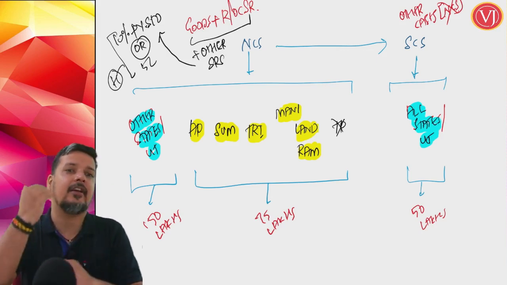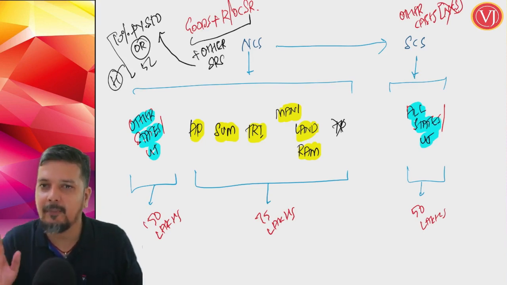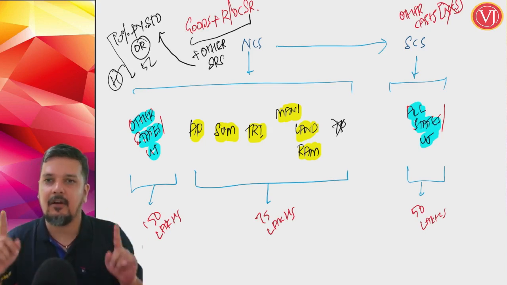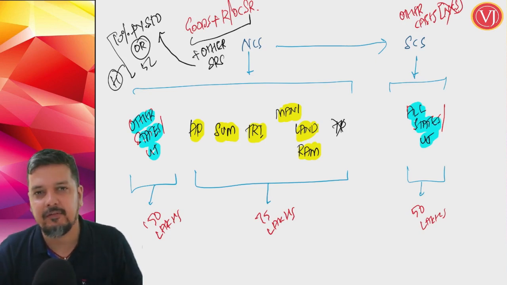You cannot tell that, sir, whether it will come back. No. If it is 150, 75, the answer is always 75 lakhs. Full stop. Are you guys clear with this understanding? So this is all about the limit of 150 lakhs, 75 lakhs and 50 lakhs.